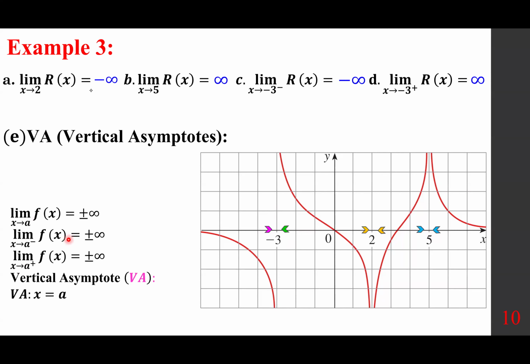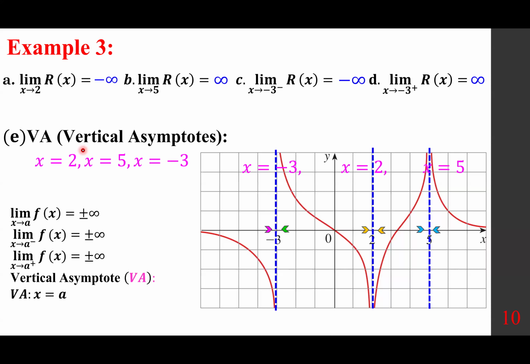According to this definition, you look at this one, x equals 2. This one says x equals 5. This one says x equals minus 3. This says the same thing, x equals minus 3. Those are the vertical asymptotes. So we do have 3 of those.